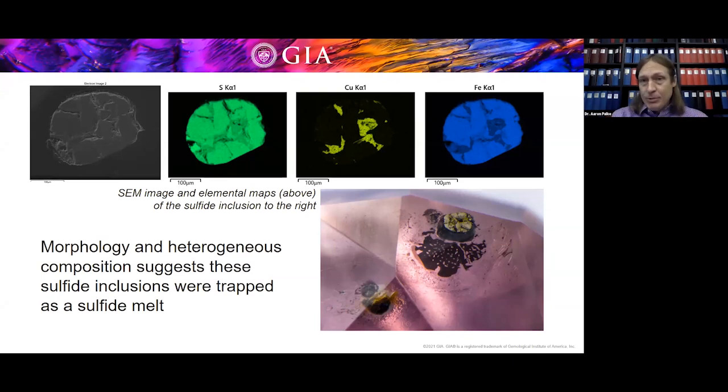Just like that carbonate melt inclusion that we talked about before, when you see these heterogeneous inclusions, it often suggests that it was originally a liquid or a melt, that when it was trapped, it was liquid and homogeneous, and then as it cooled, it slowly cooled into different types of sulfide minerals at different parts of the inclusion. So this entirely suggested that these sulfide inclusions were trapped initially as melts. And we'll go to the next slide to go over one more example of that.